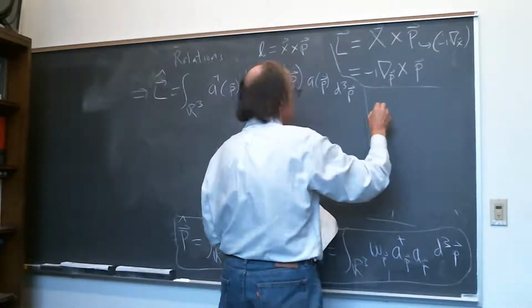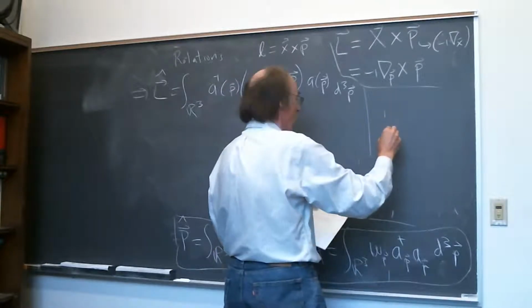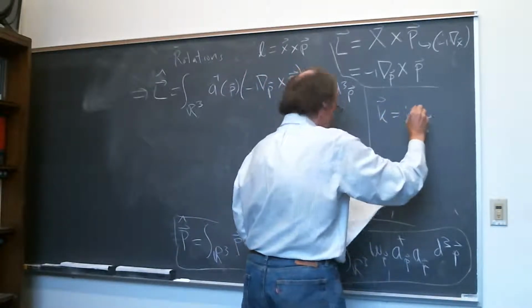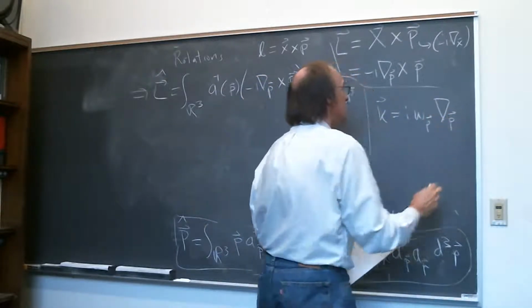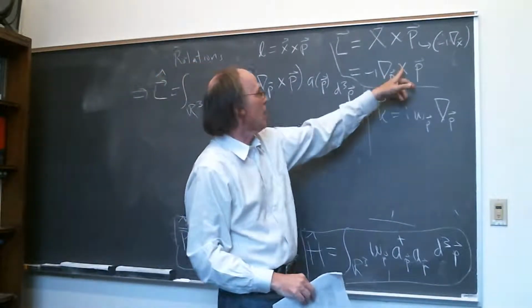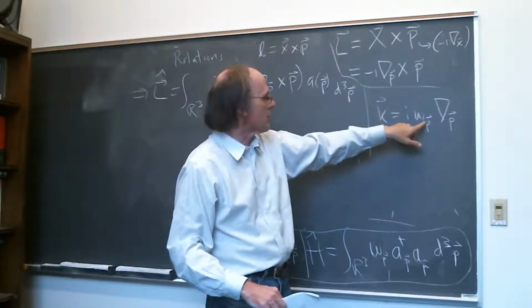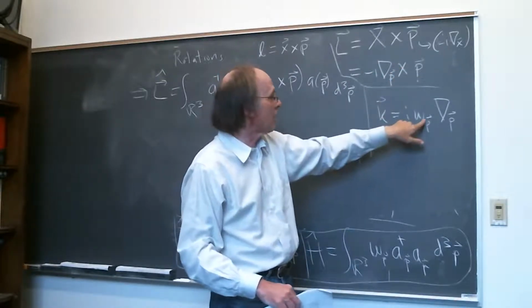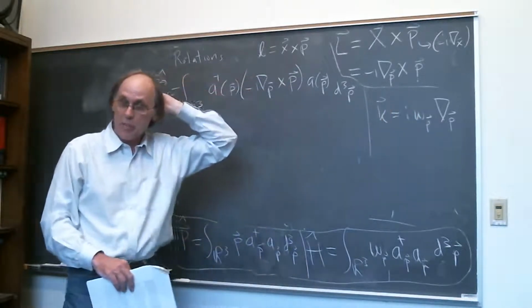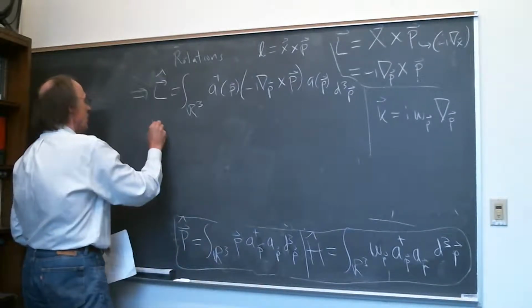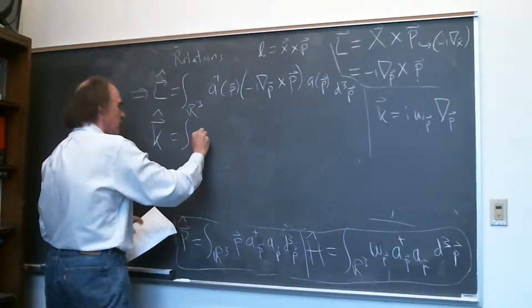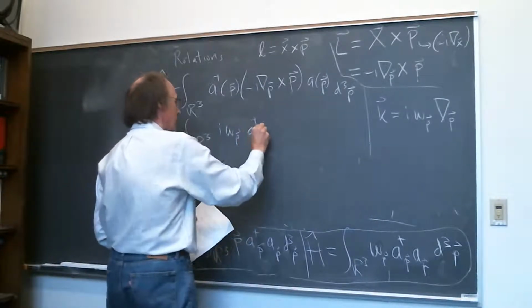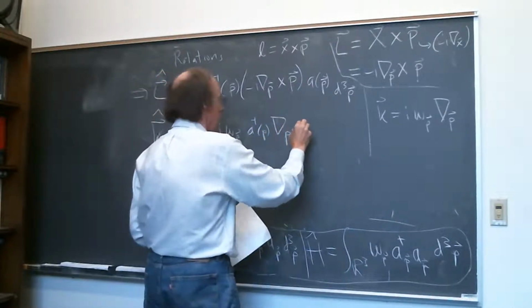Let me just write it down. So anyway, you end up with an i omega p, K vector, grad p. So as you went to the different spatial directions, you had the different spatial components of p. Here you're going in the time direction, so you just have the energy, which is really the time component of the energy momentum. And so then K vector is the integral over d cubed p, and if I've got this right, an i omega p vector, a dagger p, grad p, a of p.